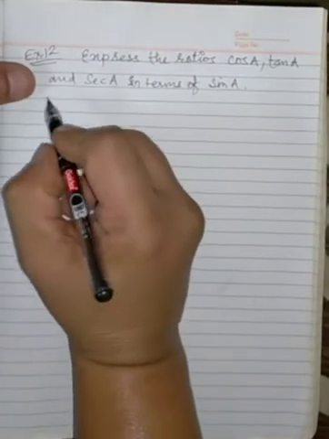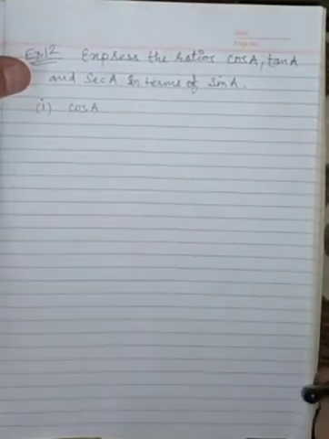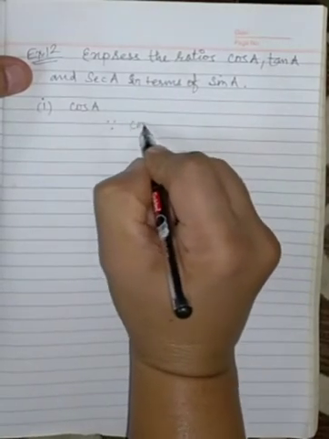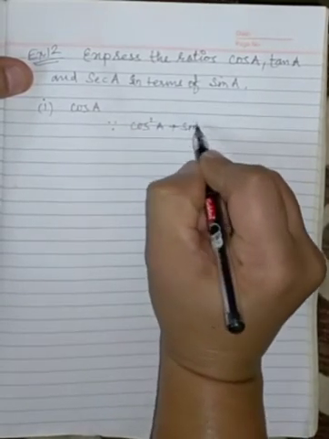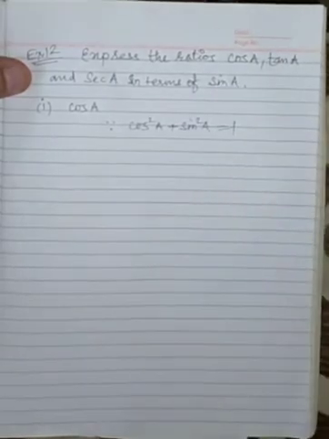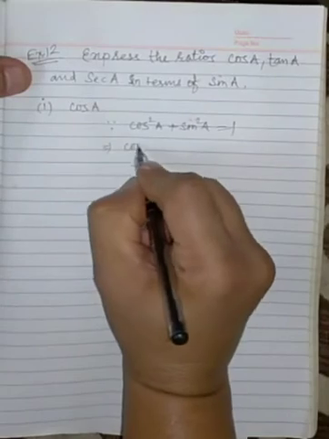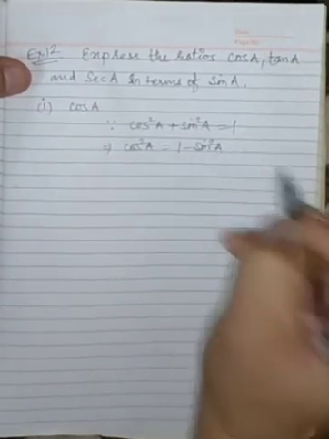So let's see. The first one we have is cos A. Now we know that since cos square A plus sin square A is equal to 1, this means that cos square A is equal to 1 minus sin square A.